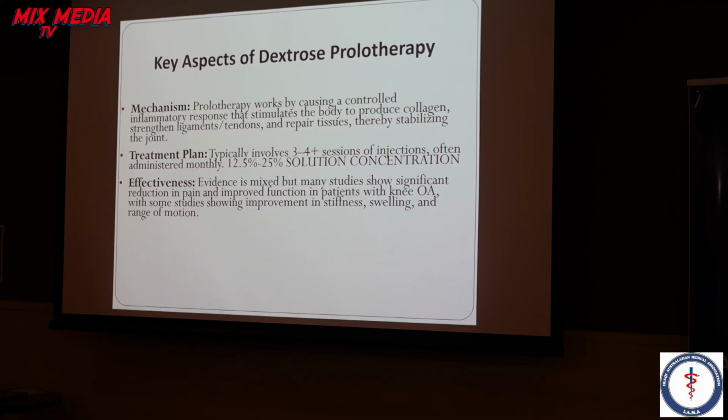The other one which we're using now is dextrose therapy. It's the same process. We take a 12.5 to 25% concentration and inject it into the joint, and usually we use this one when there's a contraindication for other injectables.